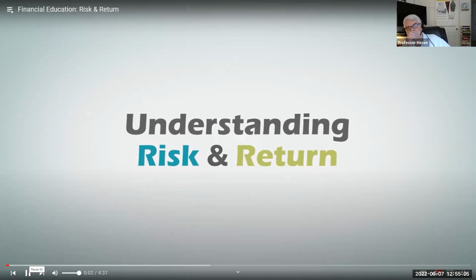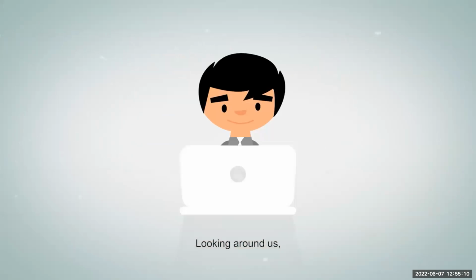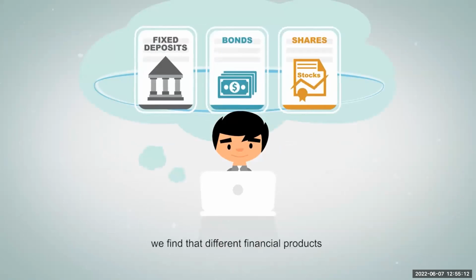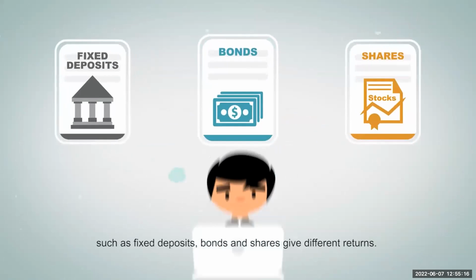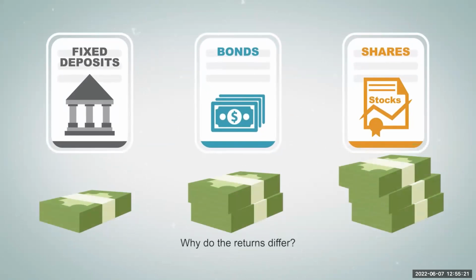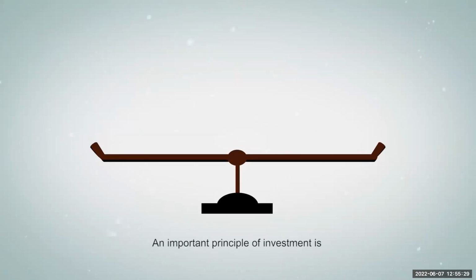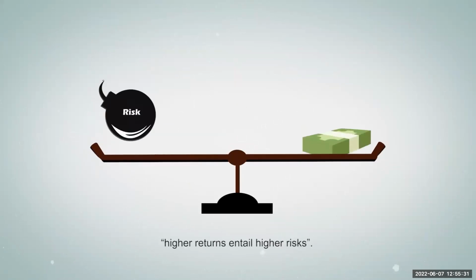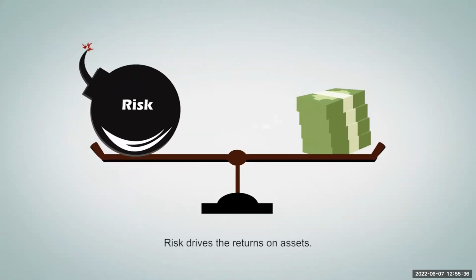Understanding risk and return. Looking around us, we find that different financial products, such as fixed deposits, bonds, and shares, give different returns. Why do the returns differ? To answer this, we must first understand the idea of risk. An important principle of investment is higher returns entail higher risks. Risk drives the returns on assets.